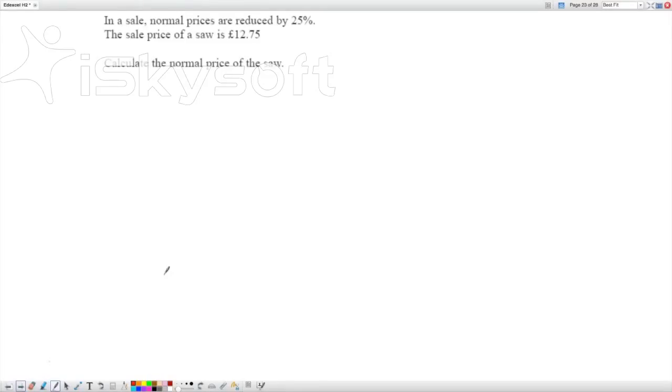Here in Edexcel, normal prices are reduced by 25%. So they're going down. We've got a decrease. We're starting with 100%, subtracting our 25, we're left with 75%. As a multiplier, divide through by 100, converting your percentage to a decimal, 0.75.